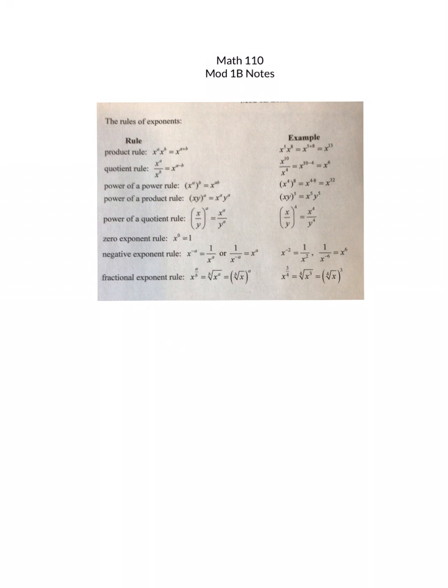The product rule says that if you are multiplying two bases and they have exponents on them, x to the a times x to the b, your answer is x to the a plus b. So using numbers, if you had x to the 5th times x to the 8th, that would equal x to the 5 plus 8, which is x to the 13th.